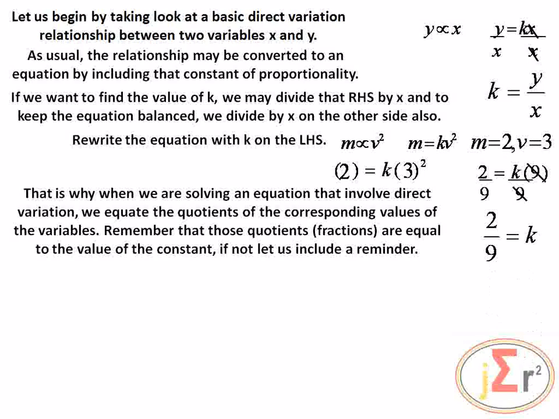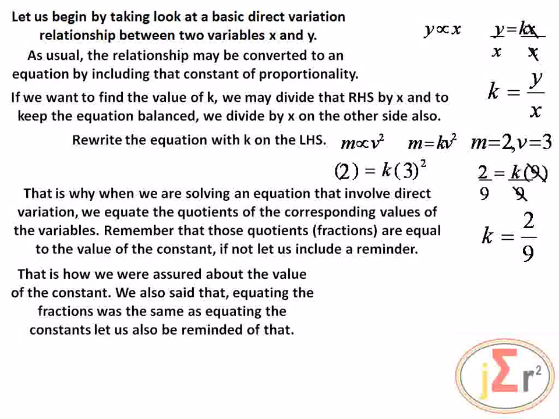So there is your catch. In finding the value of k, what did we do? We divided the value that we have there for m by the value of v squared. So we have the value of m over the value of v squared, the value of m being divided by the value of v squared. That is why we did the division.